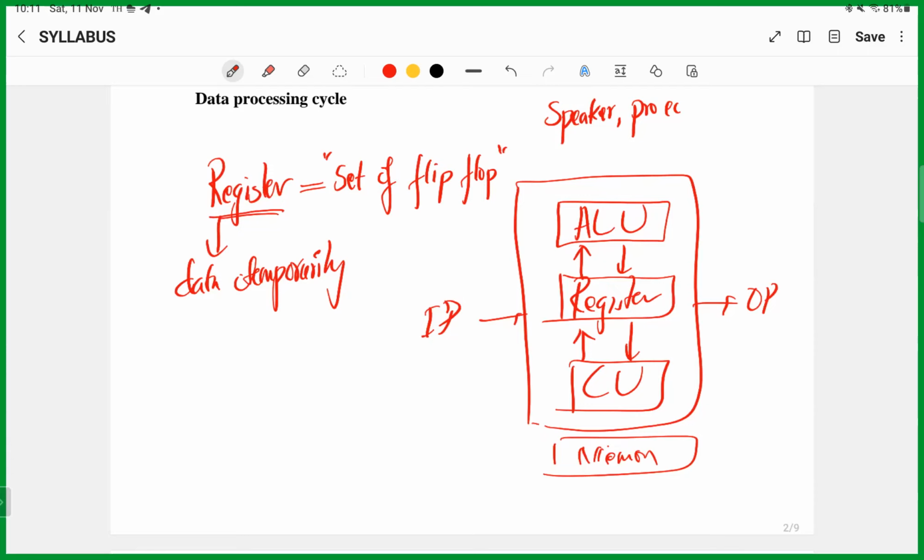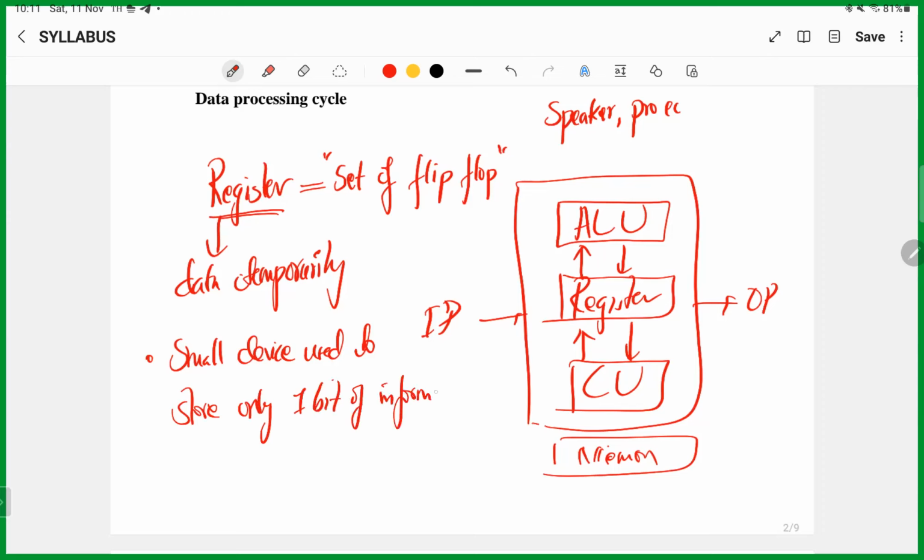And talking about register further, it is a small device actually. It is a small device used to store only one bit of information. One bit of information is nothing but this. This is the bit. 1 is 1 bit, 0 is 1 bit.